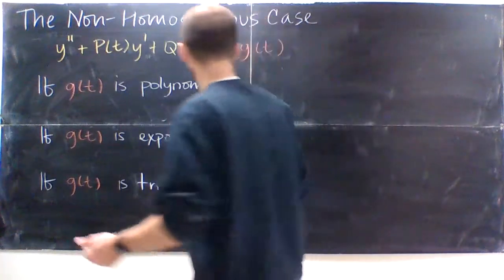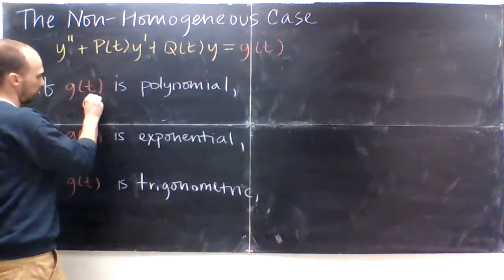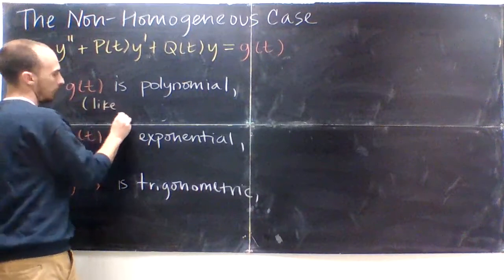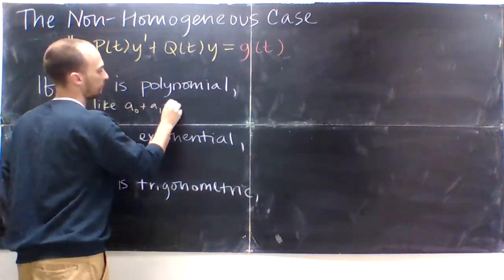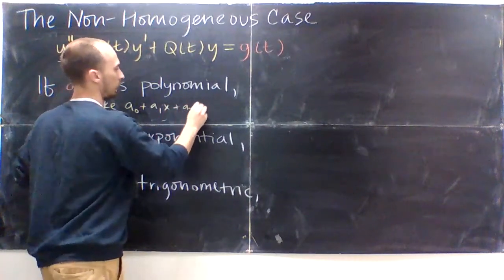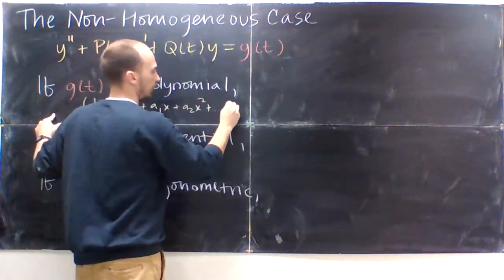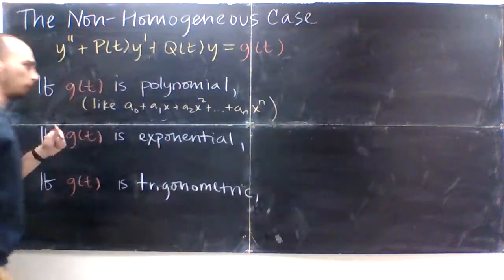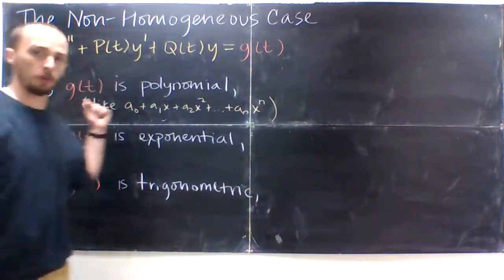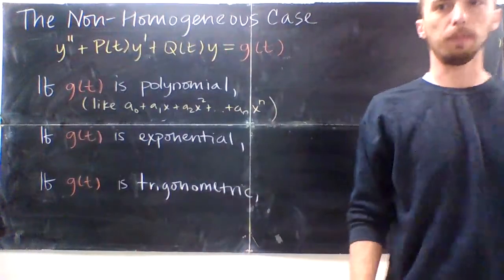Basically, a0 plus a1x plus a2x to the 2 up to an x to the n, right? It's some nth degree polynomial. What we're going to do is we're going to guess an nth degree polynomial.